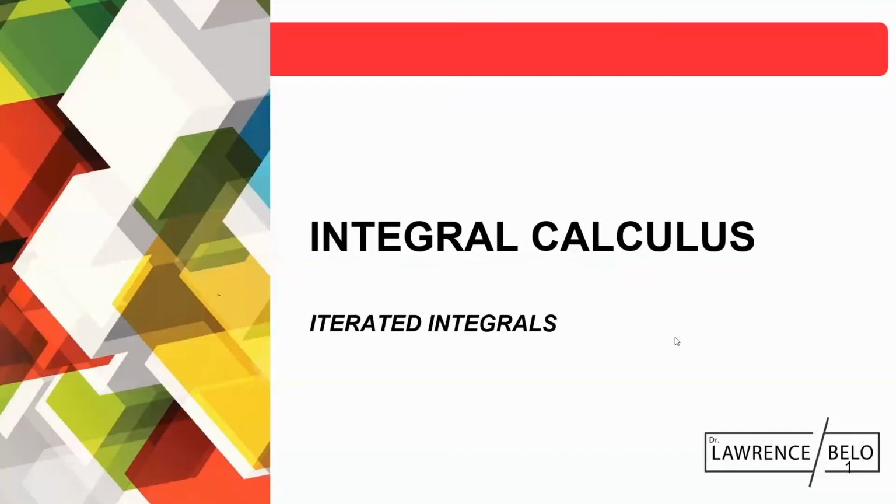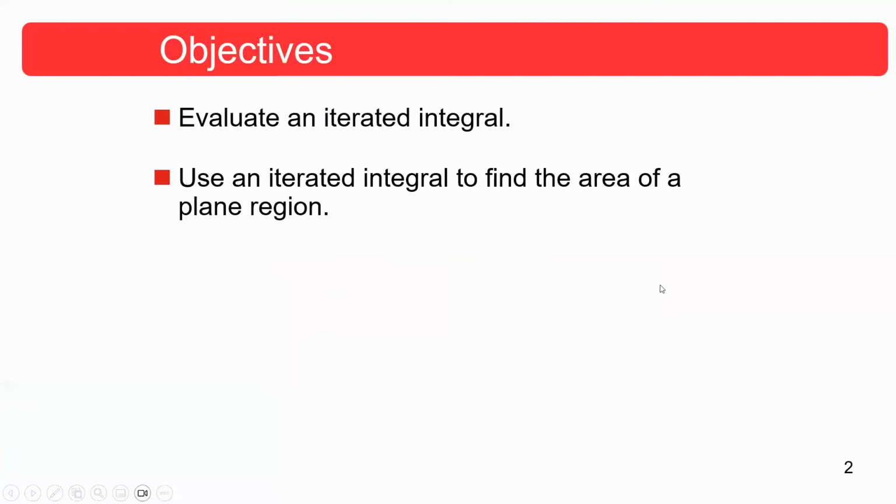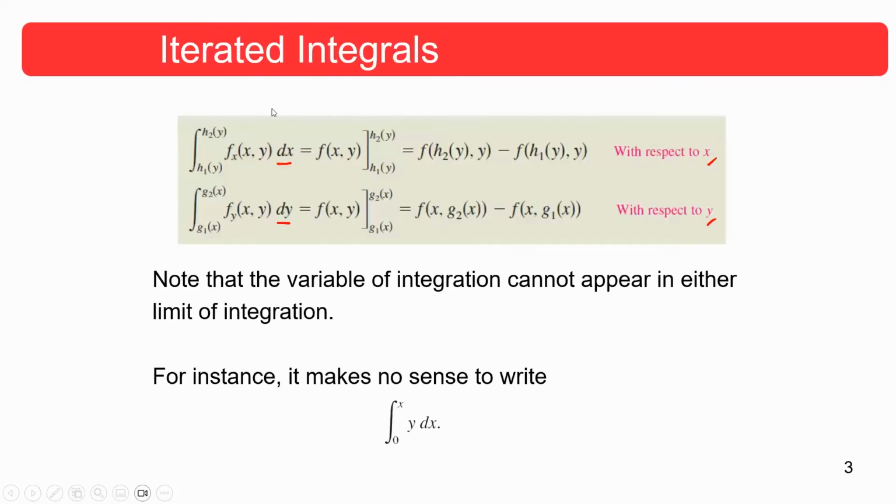So for this module, we'll be learning about iterated integrals. The objectives are to evaluate an iterated integral and to use an iterated integral to find the area of a plane region. We have already learned how to solve for an area using a single integral. Now we will be using multiple integrals, so that's why it's called an iterated integral.